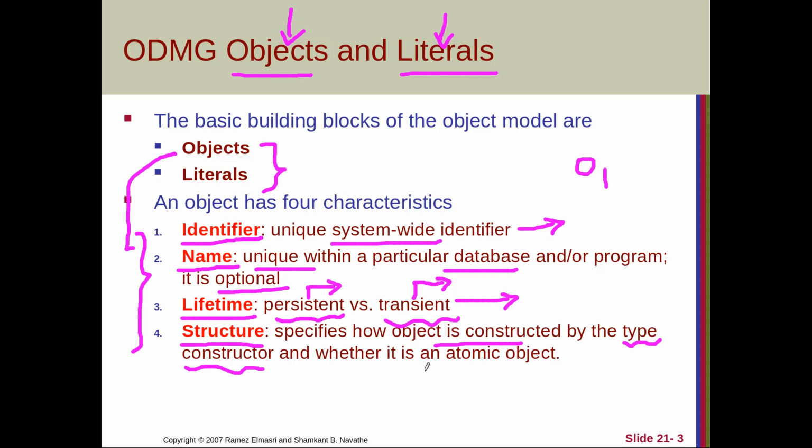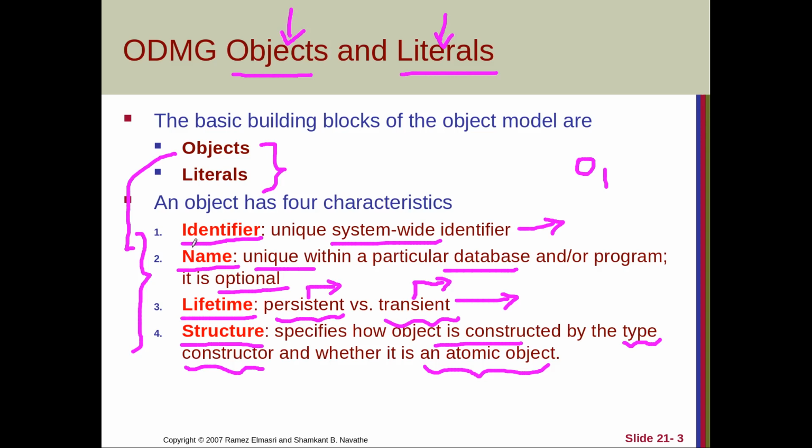Here it will also decide whether an object is an atomic object or a complex object. Atomic object means the object will have a single value or single portion only, just like a single name for a particular object. But if it is a complex structure, it will have a type constructor like tuple and all that, which consists of more than one type or more than one attribute and its corresponding values. Then it can be called a complex structure. So based on which type constructor the object is being created, that will decide the structure of a particular object.